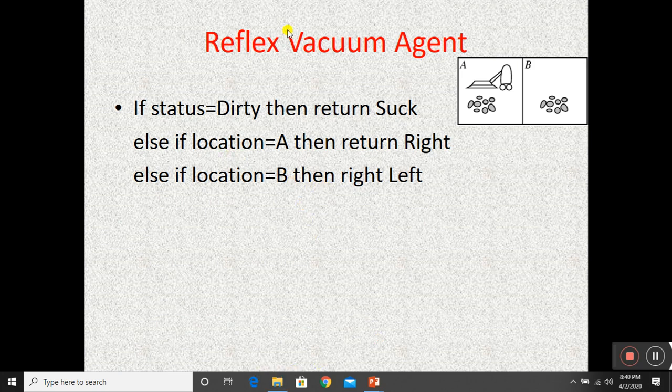So here is the reflex vacuum agent. If status is equal to dirty, then return suck. Yes, if the actuator is facing or it has sensed any type of dirt, then it will definitely suck. Else, if location is equal to A, then return right. If location is equal to B, then return left.